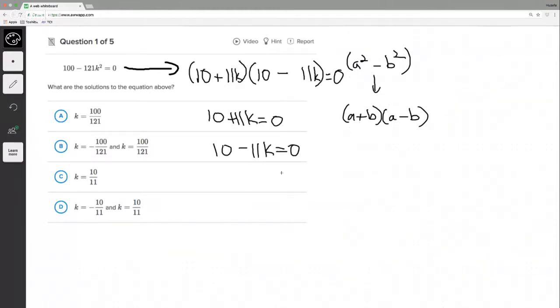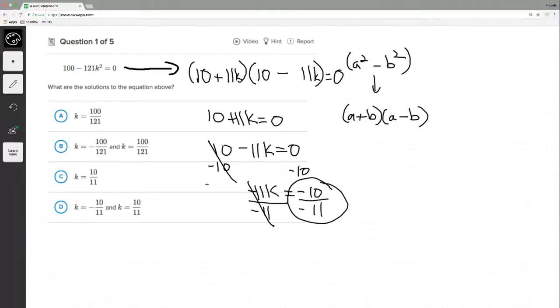So we can just isolate each one of these. Let's do this bottom one first since it's down here. We're going to subtract 10 from both sides. We've got negative 11k equals negative 10. And then we divide both sides by negative 11. K equals 10 over 11.